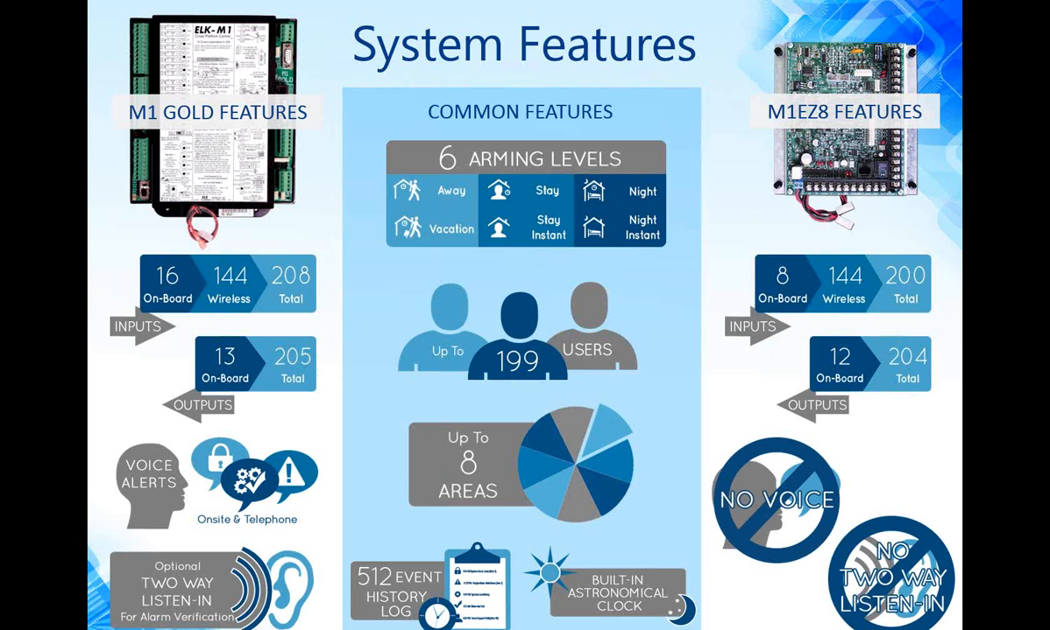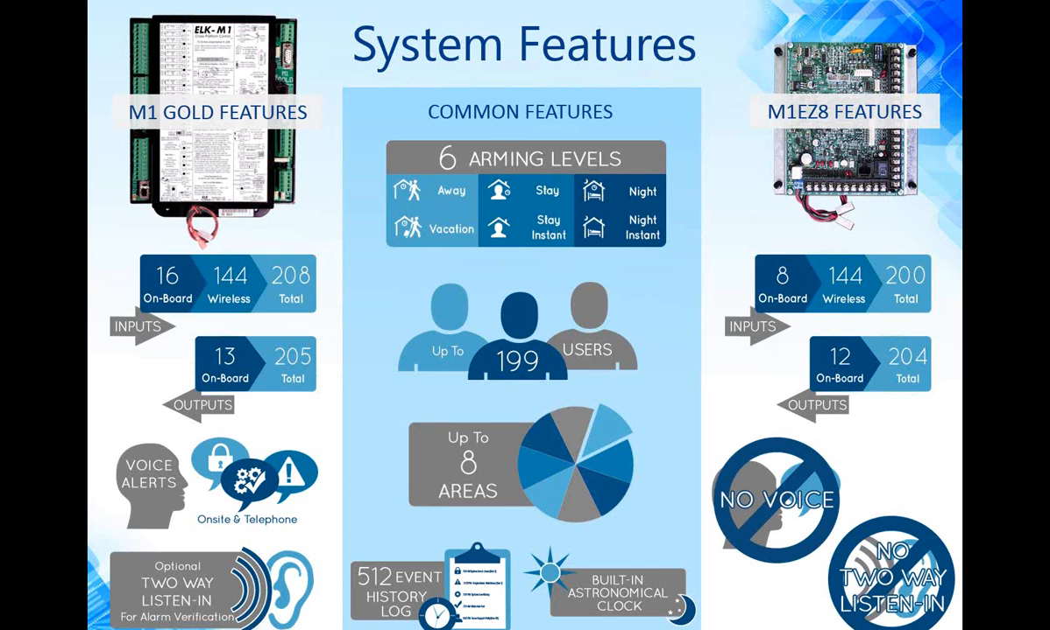Both systems support up to 8 areas, have a 512 event history log, and have a built-in astronomical clock so that we know when sunrise and sunset occur. So if you drill down into the differences between the system, you can see that the M1 Easy 8 is a smaller system, with the M1 Gold being 16 on board, the Easy 8 being 8 on board.